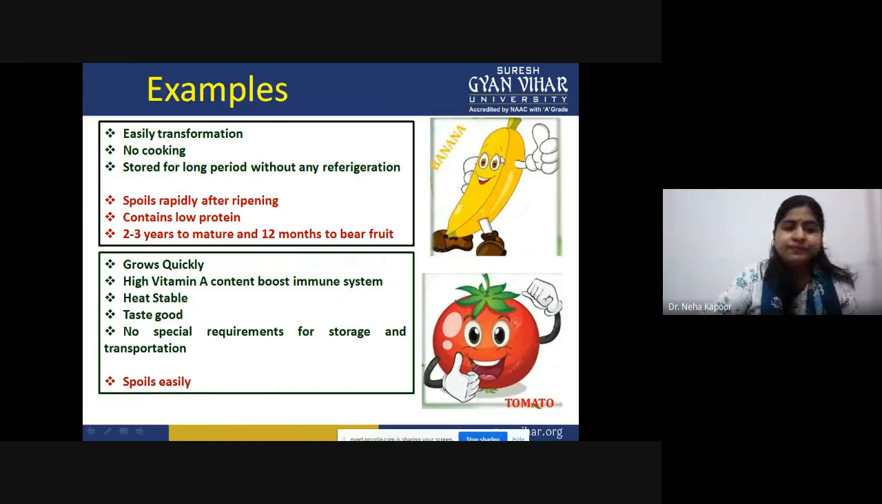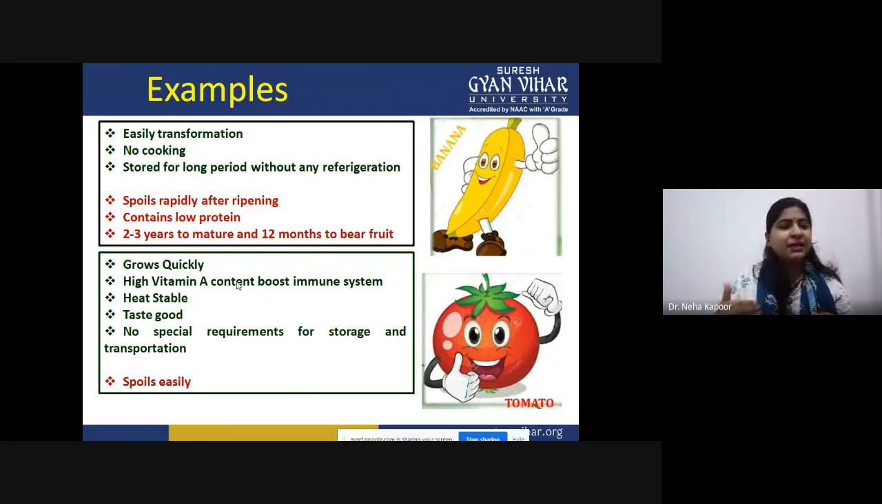In the case of tomato, there are certain advantages. For example, it will grow quickly. High vitamin A content will also provide a boost to the immune system. It is quite heat stable. It tastes good. There is no special requirement for storage and transportation. However, there is only one drawback, that it may spoil easily.